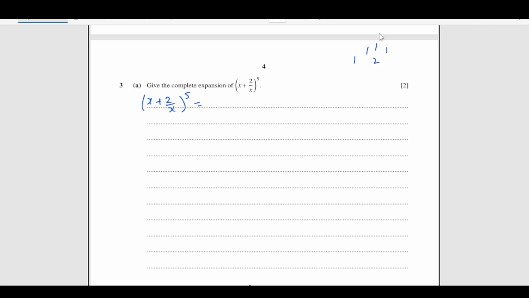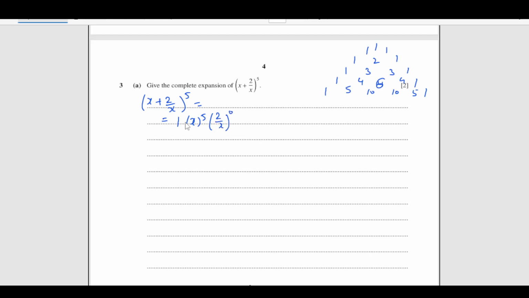So 1 2 1, 1 3 3 1, 1 4 6 4 1, and then one more, so 1 5 10 10 5 and 1, right. So we can use these coefficients here, that's easy. This is going to be 1 over here, and then we have x to the power 5 and (2/x) to the power 0.